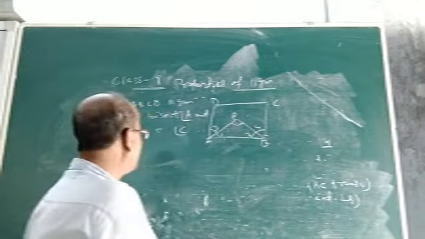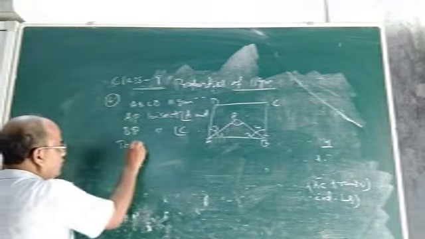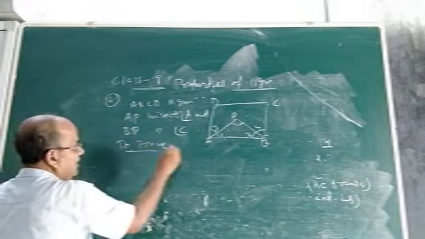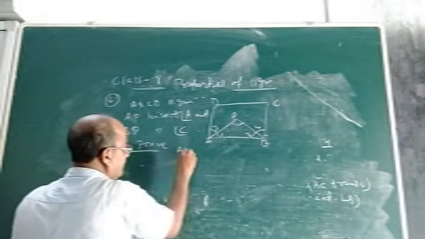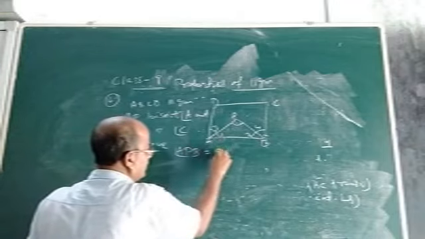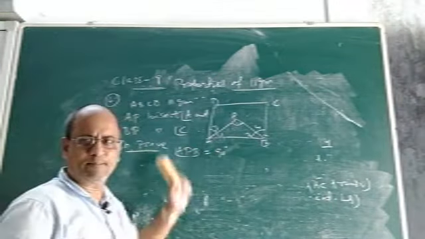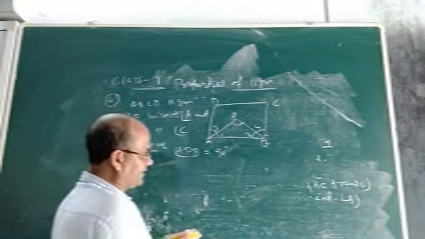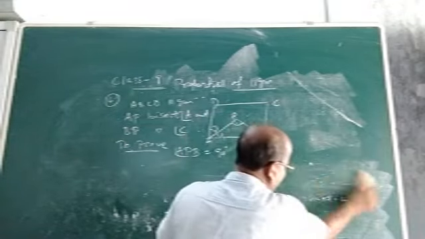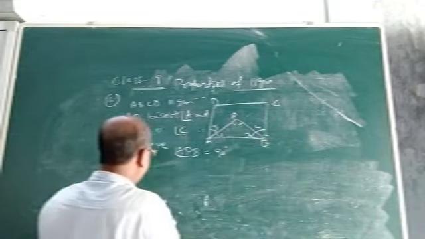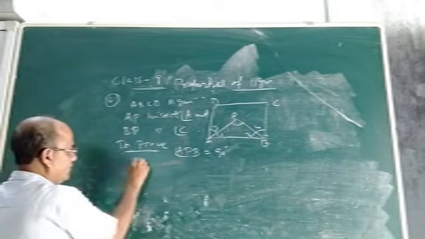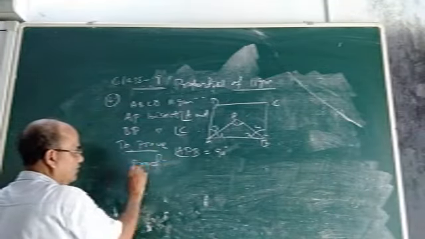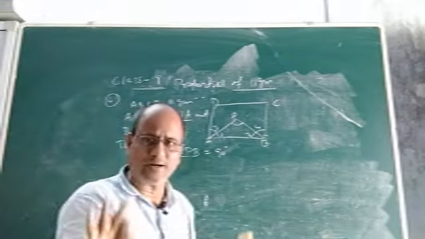So what do we want to prove? We want to prove that angle APB is equal to 90 degrees. How to prove it? Very simple. Let us see how we can prove that angle APB will be 90 degrees. Proof. What we are going to prove, did you understand or not?